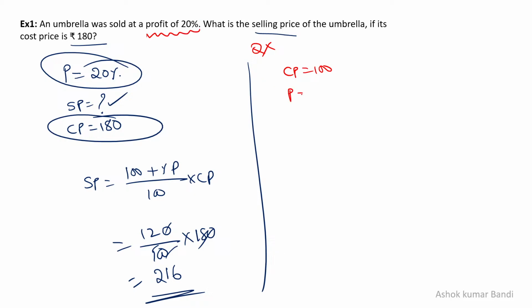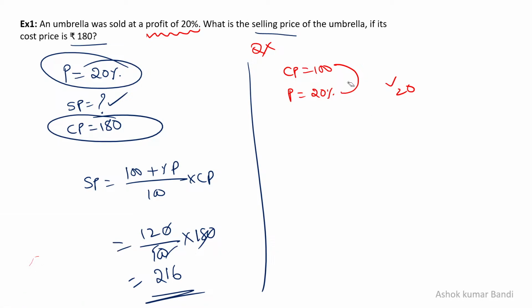20 percentage. Take the 20% as it is. Why? What is 20% of 100? 20 only. That's why I'm asking you to take 100. You can take any number of your choice, but while we're dealing with percentages, it's better to take CP equal to 100. Then 20% is nothing but 20, 30% is nothing but 30. So I'm assuming my CP as 100.